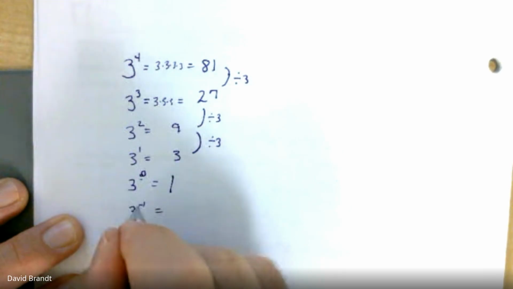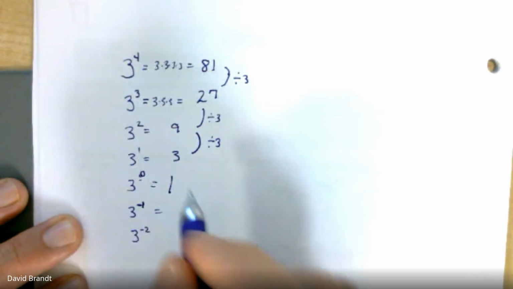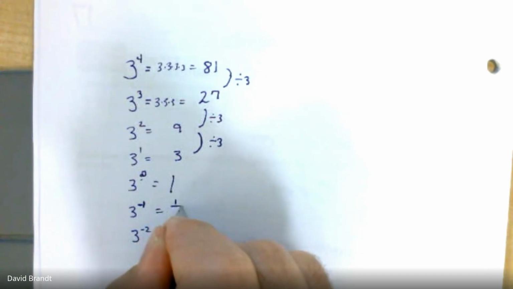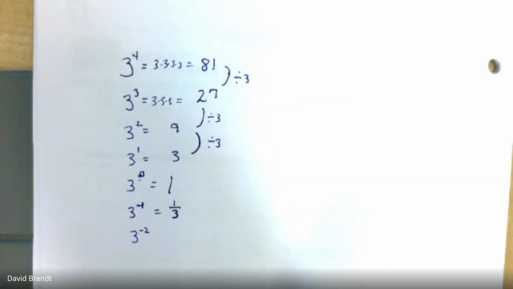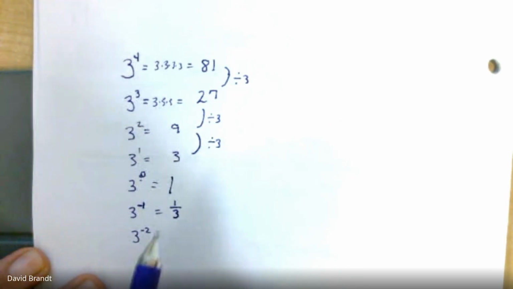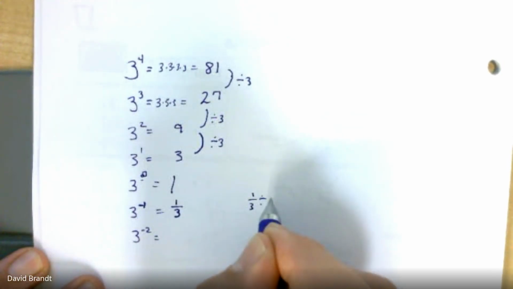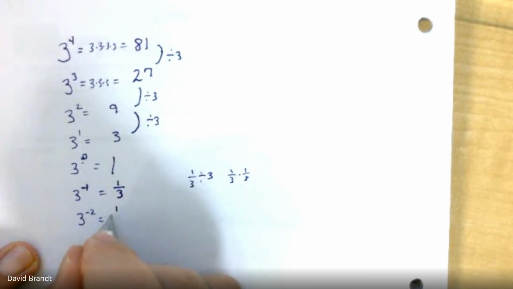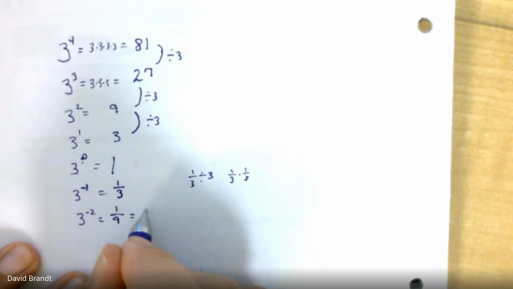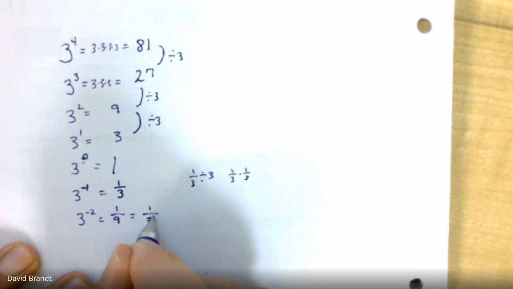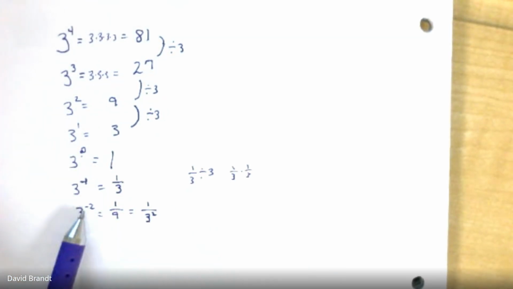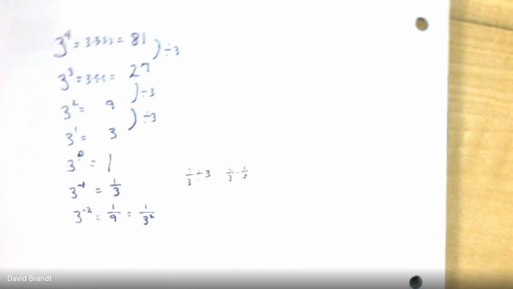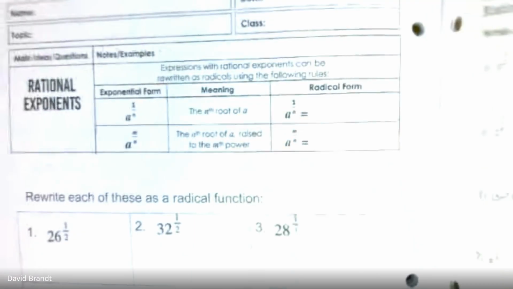Now, what about 3 to the -1? We have to continue this pattern. Do you know what 1 divided by 3 is? 1 divided by 3, guess what? That is 1/3. Now, divide by 3 again. What's 1/3 divided by 3? That's the same thing as 1/3 times 1/3. That is 1/9. Do you know what 1/9 is really? It's 1 over 3 squared. And that's what negative exponents mean. It means the reciprocal.